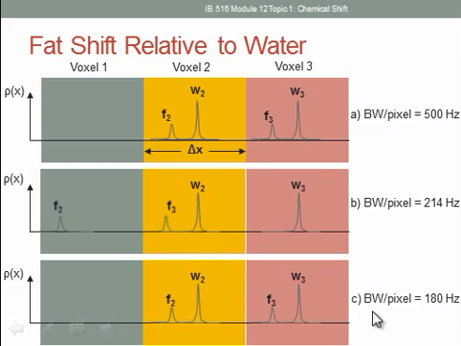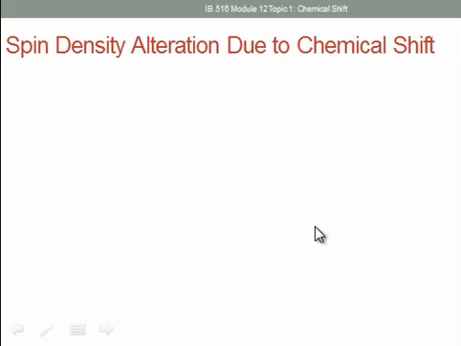If we reduce the bandwidth per pixel to 180 Hertz, we get an even larger chemical shift. So you can see if we keep reducing this, then fat 3 is going to move into voxel 1, fat 2 is going to move outside to another voxel. Okay, so this spatial misregistration of fat becomes more severe as we lower the bandwidth per pixel.